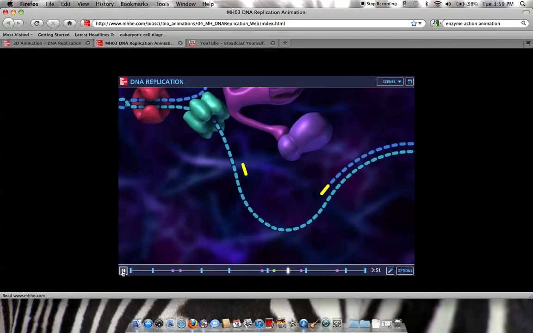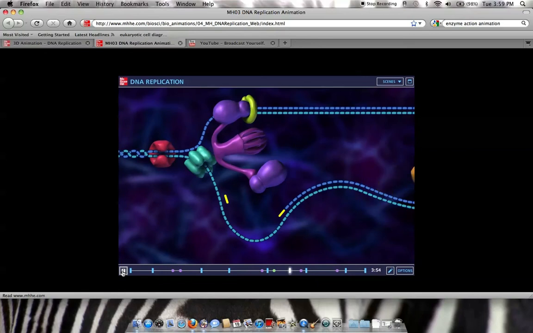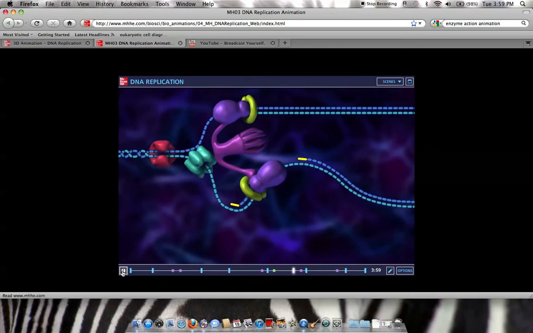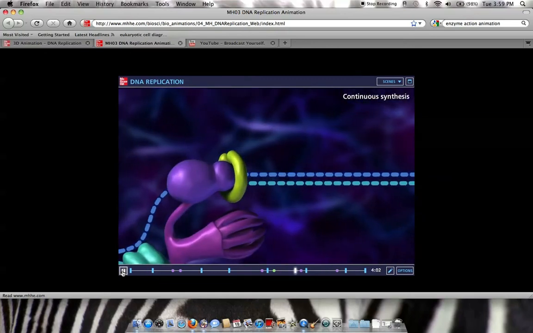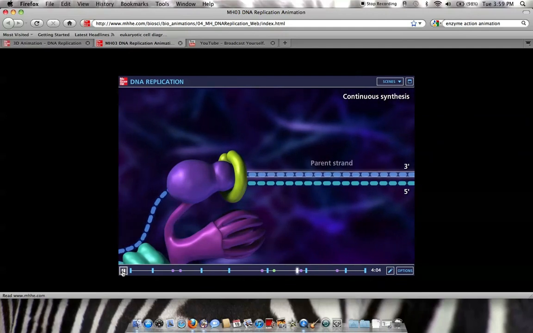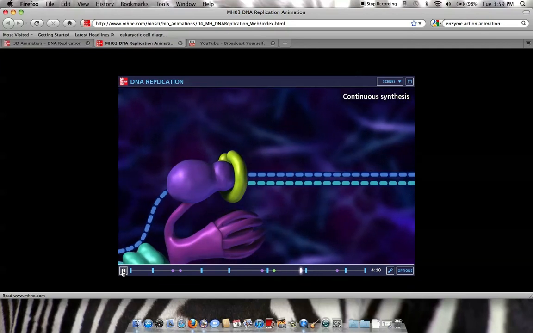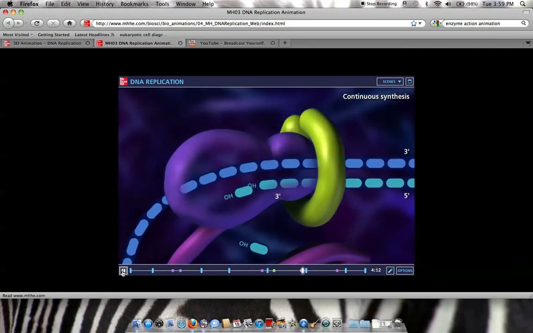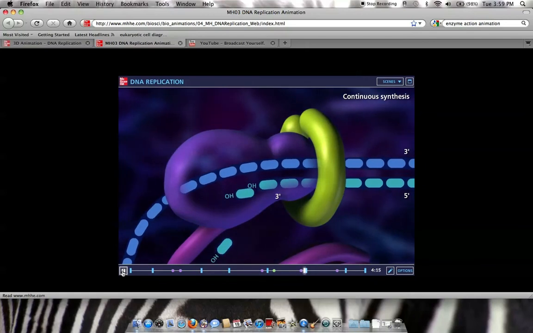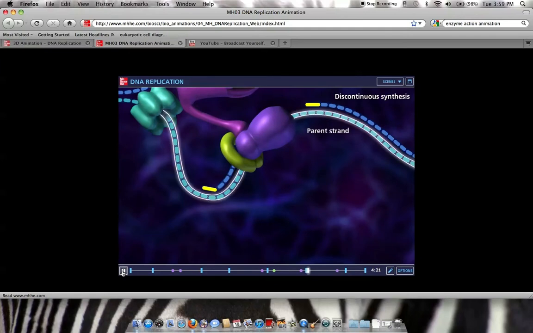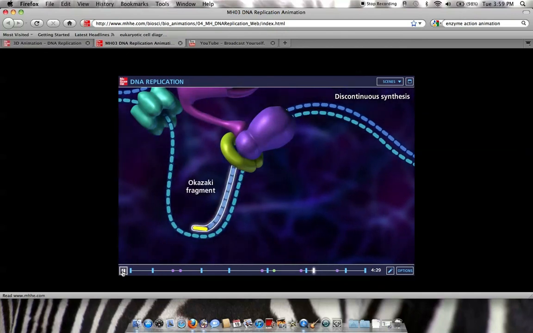Let's continue. Replication of both strands occurs at the same time, one using continuous synthesis and the other discontinuous. Continuous synthesis occurs on the 3' to 5' oriented parent strand, referred to as the leading strand. New nucleotides are added to the 3' end, moving continuously toward the expanding replication fork. Discontinuous synthesis occurs on the parent strand that is oriented 5' to 3', called the lagging strand, and is completed in segments called Okazaki fragments.